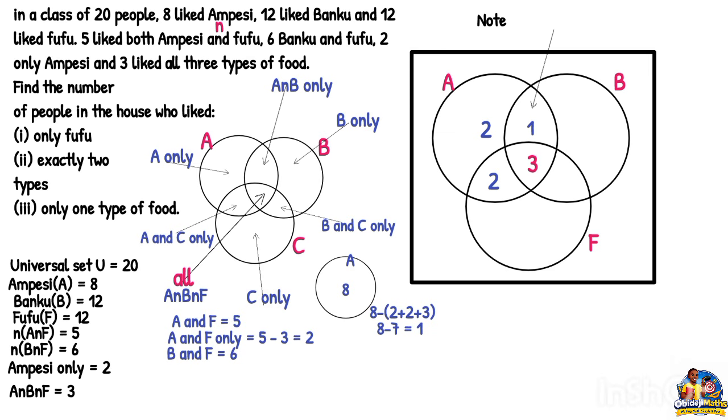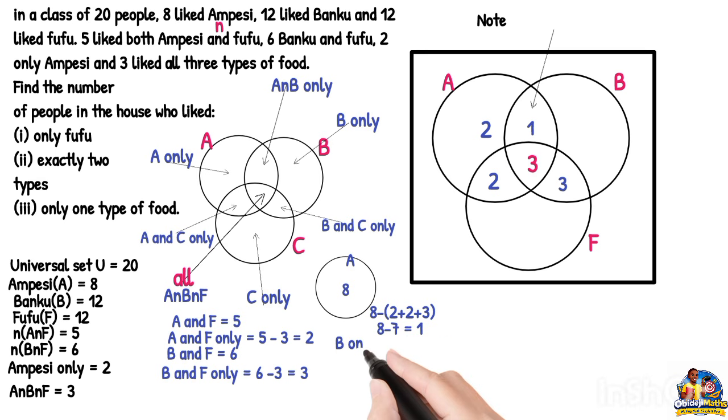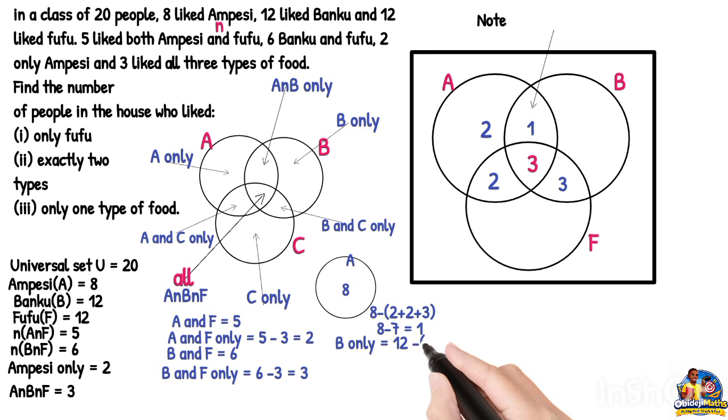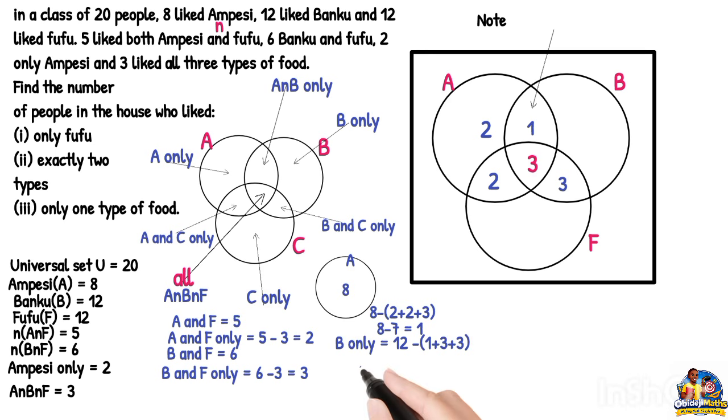Now B and F is 6. B and F only will be 6 minus 3. That is 3. So if you add 3 and 3 together, it will give you 6. Now B only will be what? You remove 1 plus 3 from 12, and that will give you 5. So if you add 5 plus 1 plus 3 plus 3 together, you will see that it will give you 12, which is B. Look at the whole circle of B.